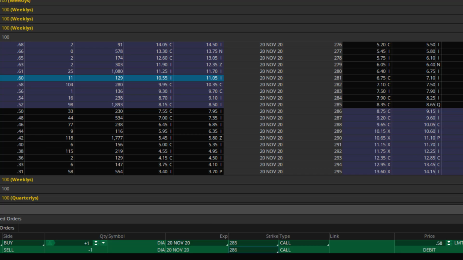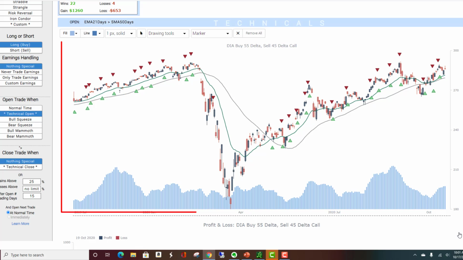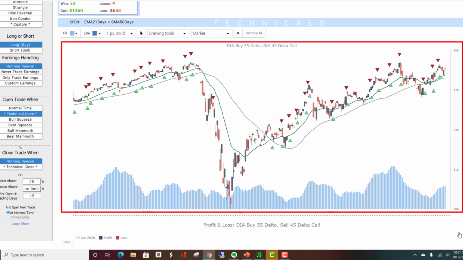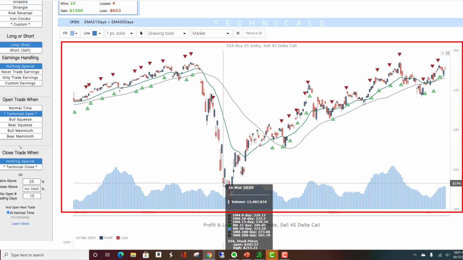All right, so now that we know how to set this up and choose the strikes and choose the expiration, let's head over to the backtest software and see how this performed over various time frames. All right, so we are looking at a 1-year chart from the time of this video of the DIA, and we have the 21 EMA and the 50 SMA on the chart. And I just wanted to put this in the context of the COVID crash.